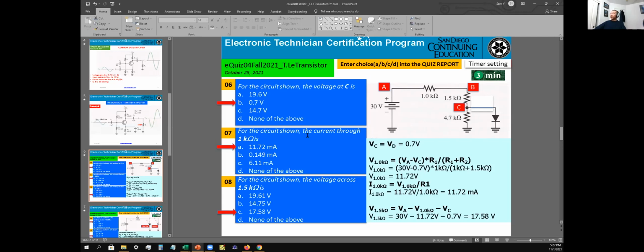For number 7, for the circuit shown, the current through the 1K resistor would be right here between A and B.